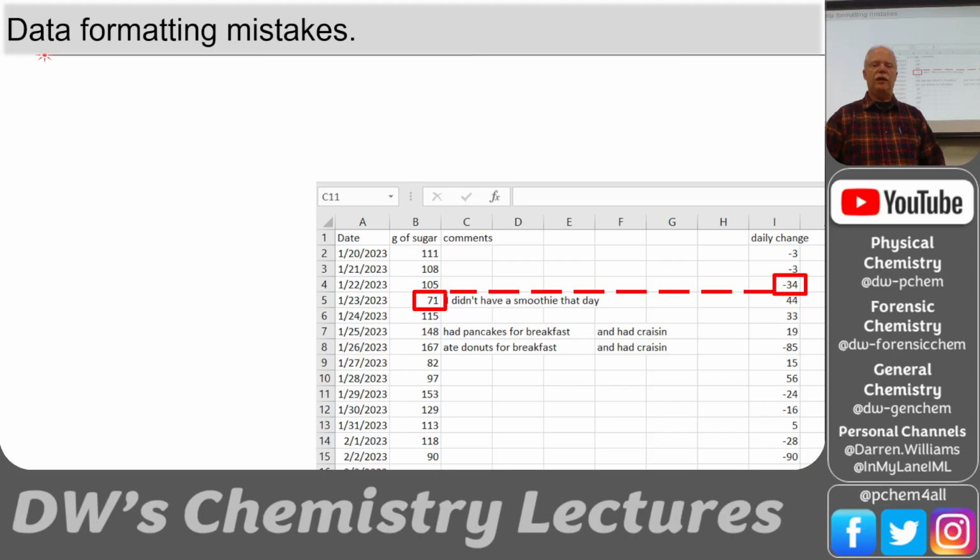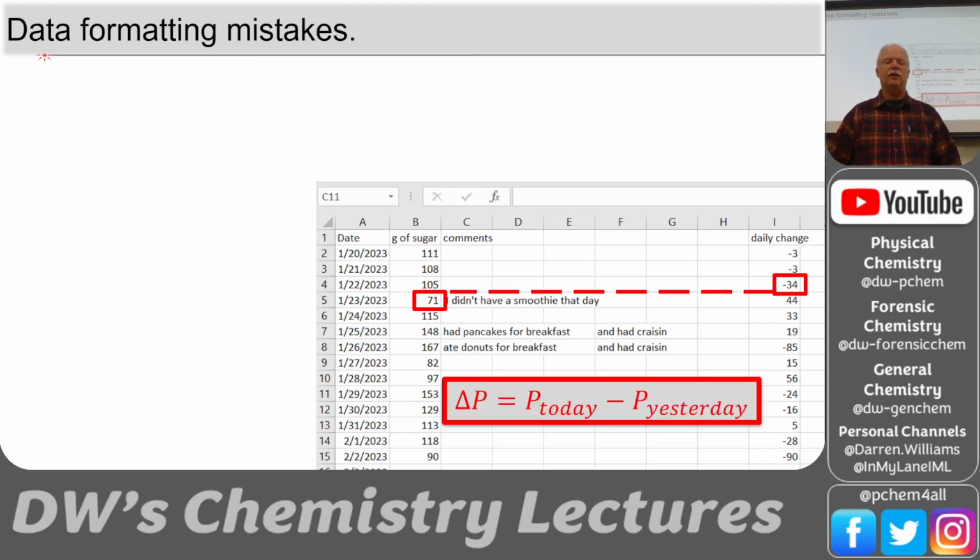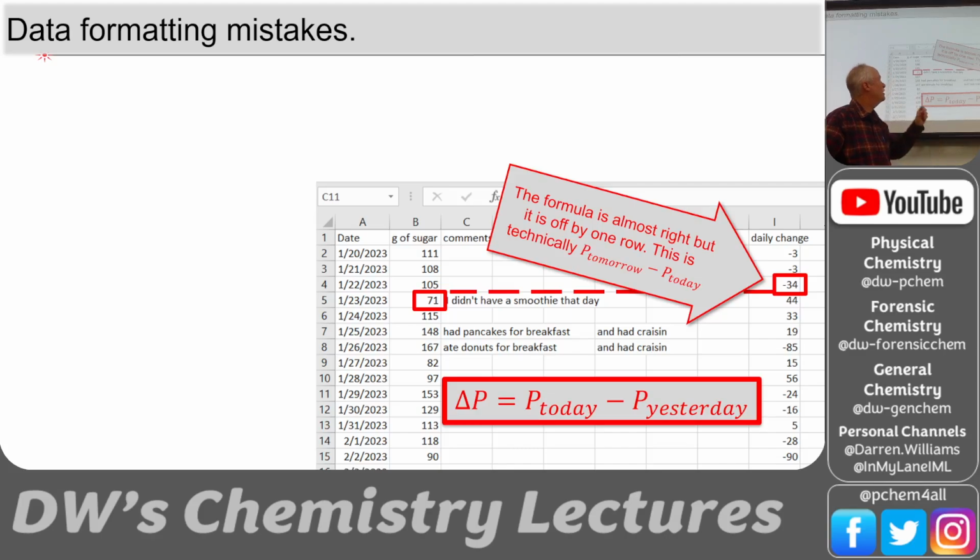Okay, and then here's some other data formatting mistakes. Line up the daily change with the actual day that it's on. You should do today minus yesterday, and in their column, notice that first cell shouldn't have a number in it. Their columns are shifted up one. What they're actually doing is the price tomorrow minus the price today. That's kind of strange because you're predicting the future, and that's not going to work. So this formula is almost right, but it's off by one row. It should be shifted down one row so that you're getting price today minus price yesterday.